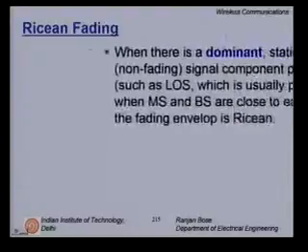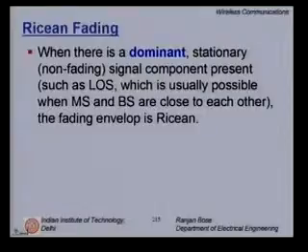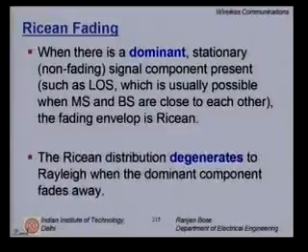Now, let us spend some time talking about the Rician fading. Clearly, we need to have one dominant line of sight. When there is a dominant stationary non-fading signal component, then the fading envelope is Rician. The Rician distribution, as seen before, degenerates to the Rayleigh when the dominant component fades away.